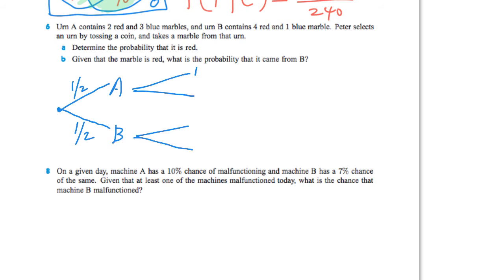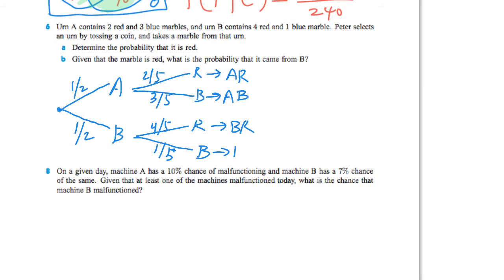So the marble is going to be red or blue. Red or blue. In urn A, there's 2 red, 3 blue. So this is 2/5, 3/5. In urn B, there's 4 red, 1 blue. So this is 4/5, 1/5. All right, so then that means the outcomes are urn A, red marble, urn A, blue marble, urn B, red marble, urn B, blue marble. And then the probabilities are just found by multiplying.